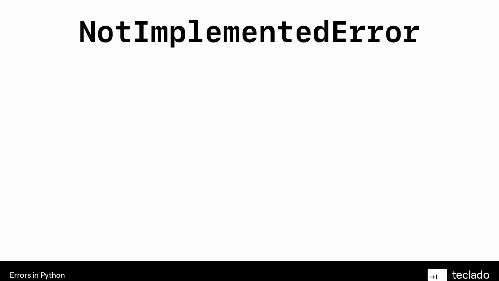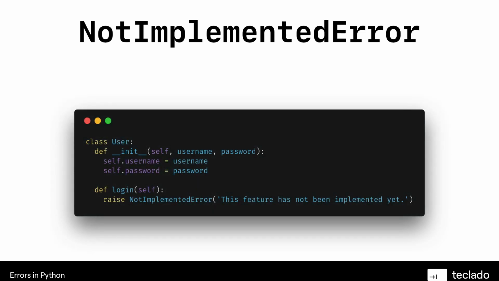We've got not implemented error, and this is an error that you won't be seeing very often, but it's an error you can actually use. And here's how you can use it. We've got a class that has an init method, a constructor, and it takes in a username and a password, and then it sets them, and then it's got a login method. But we've not worked on the login method yet, so it doesn't work yet. Instead of returning none or doing nothing, we can instead raise a not implemented error.